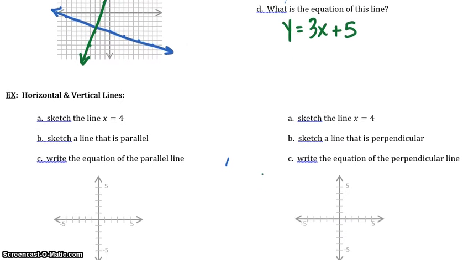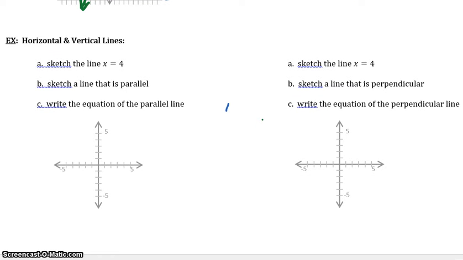Okay, now let's look at some horizontal and vertical lines. The first thing it wants us to do is sketch a line that is x equals 4. That means it's going to cross the x-axis at 4, and it's going to be a vertical line. Then it says to sketch a line that is parallel. Now there are multiple answers for this, because any other vertical line is going to be parallel to the line that we just graphed.